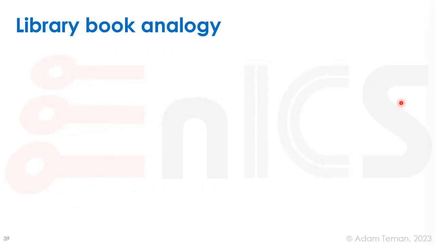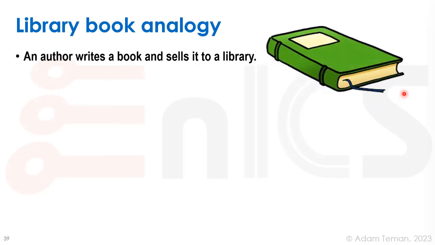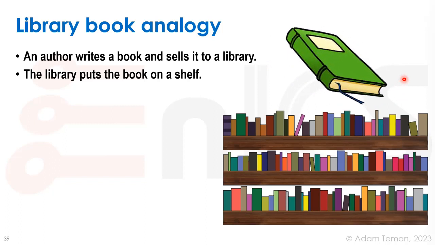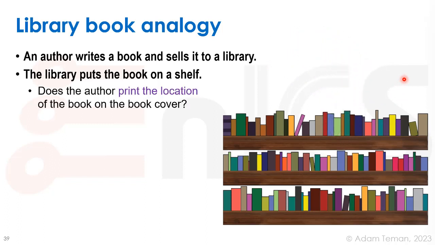So let's look at a library book analogy to see a type of problem and how we would solve it. An author writes a book and sells it to a library, and the library wants to put the book on the shelf. But does the author himself print the location of the book inside the particular library on the book cover?